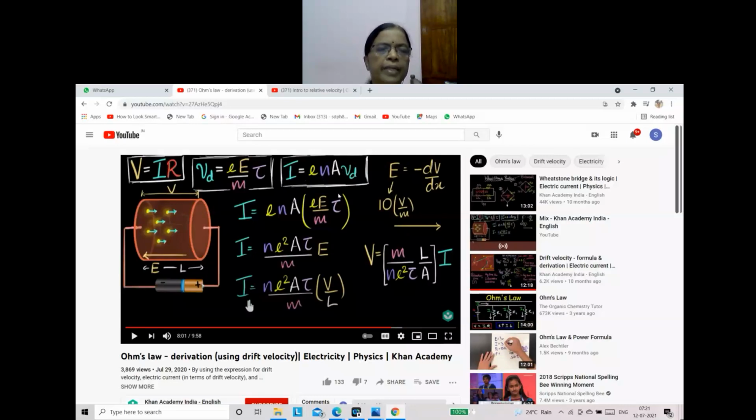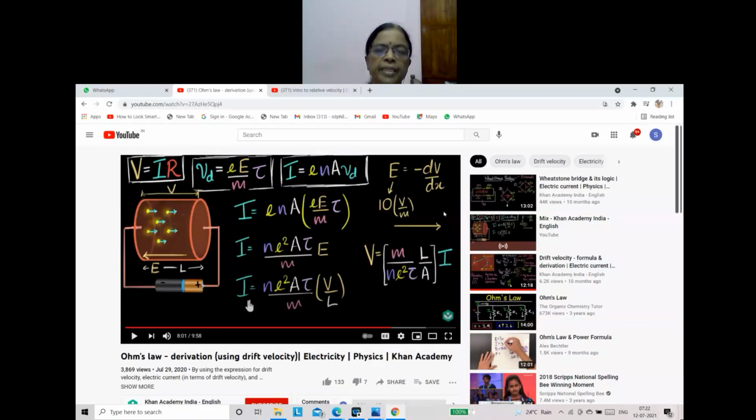So first what we did: a conductor, the area of cross section of the conductor is capital A, and n is the number density of electrons. Number density means number of electrons per unit volume. When we apply a potential difference, E is the electric field, direction towards left, and L is the length of the conductor. A conductor has length L, and we apply a potential difference V. So electric field E equal to V by L.